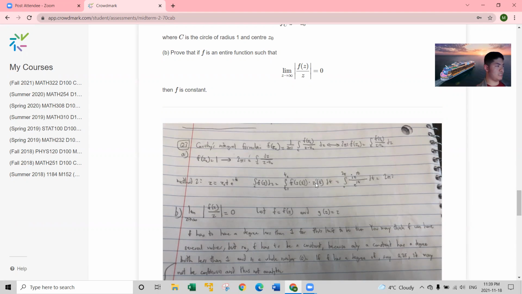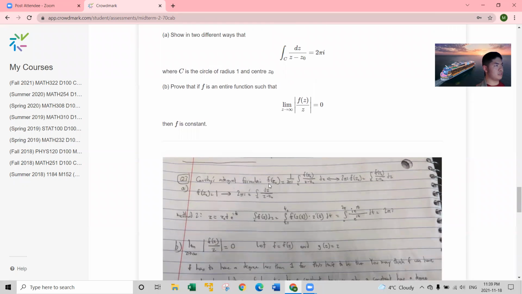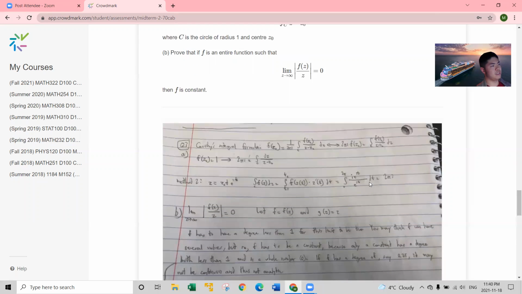So let me explain now. z prime of t is just i e to the power of it. And f of z of t is 1 over z minus z naught. So z minus z naught is z naught plus e to the power of it minus z naught, but then the z naughts cancel out, so you're left with e to the power of it. Then the e to the power of it terms cancel out, so you're left with 2 pi i when you evaluate this integral.